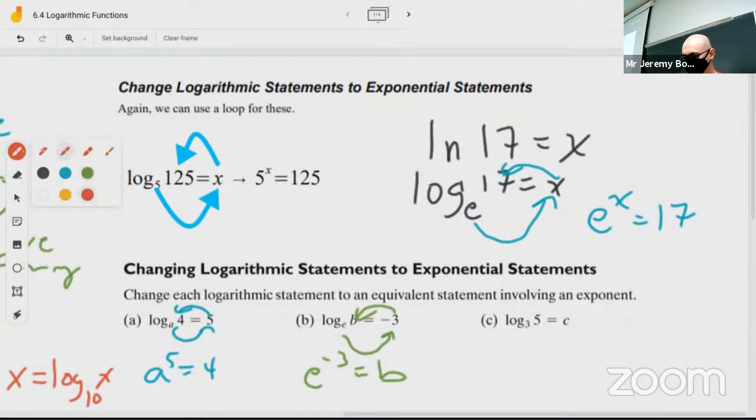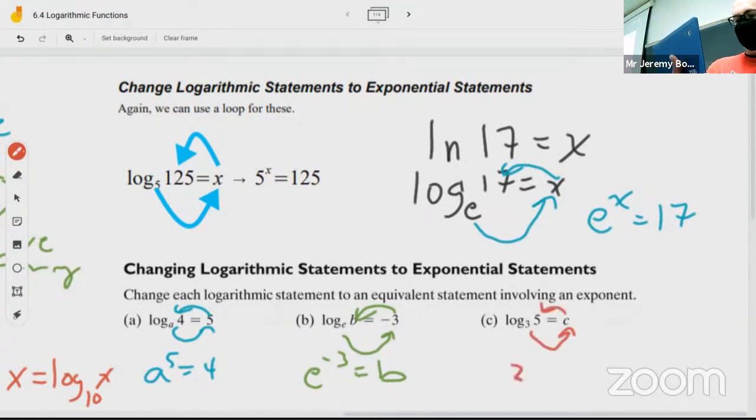And the last one, you got log base 3 of 5 is equal to C. So that means it's going to be base 3 raised to the C is equal to 5. So 3 to C is equal to 5. Any questions on that?